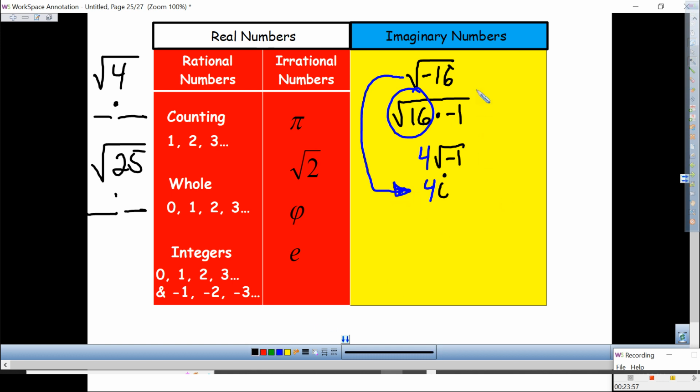All right. Put the wiggles over here to the right. I'm going to give you another one so that you can rewrite it as an imaginary. Square root of negative 49.